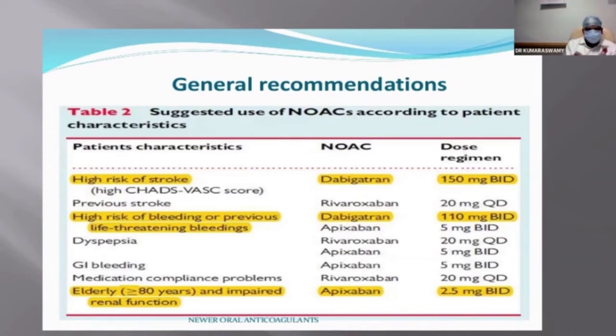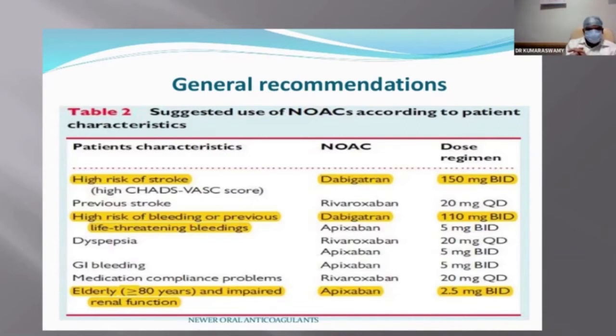Like a high risk of stroke, you should usually prefer dabigatran, at a dose of 150 mg BD. And if there is a previous stroke, I think rivaroxaban, at a dose of 20 mg OD. High risk of bleeding or previous life-threatening bleeding, again dabigatran, and also apixaban you can prefer. Dyspepsia, rivaroxaban, apixaban. And if there is a GI bleed, apixaban, that is 5 mg BD dose. I think the dose regimen is also mentioned here.